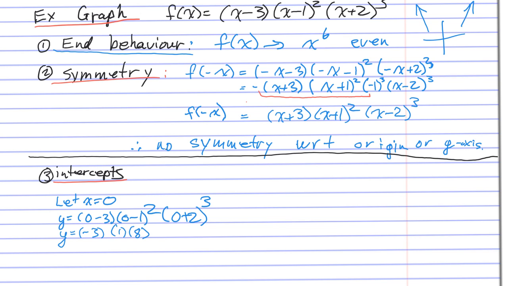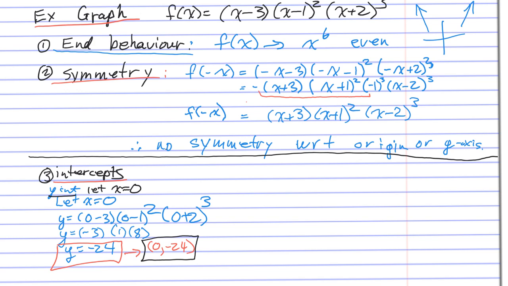So now when we're trying to find our y-intercept, this is what we have. We have to let x equal 0 and solve. And we end up with y equal to -24. So that means our point is (0, -24). I'm just going to make sure that I highlight that for later so that we can quickly find it.